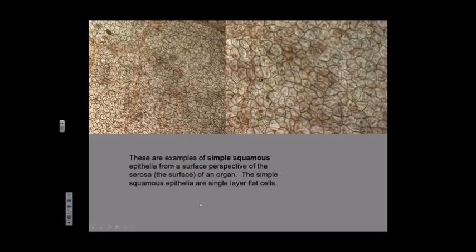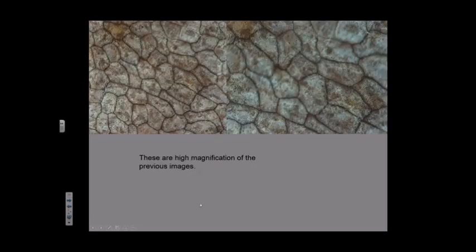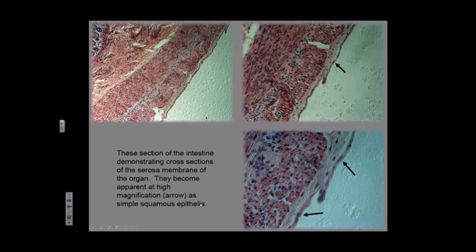Here's some images. This is looking down on simple squamous epithelia, and you're never going to see another slide like this, so who cares? Okay. Here it is under higher power. So each one of these things in there is a cell, a flat cell. So where did I say simple squamous epithelia resides? It lines the surface of organs, except your ovaries, which is simple cuboidal. So simple squamous lines the surface of organs.